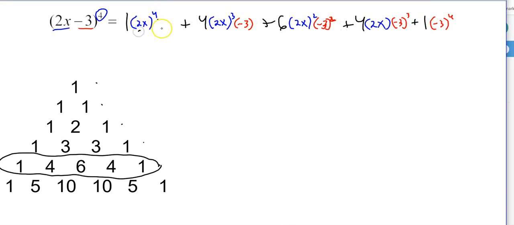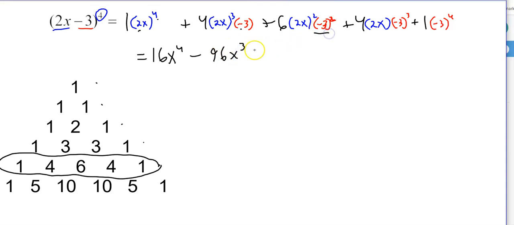So this is 2 to the fourth, which is 16. So this first term is 16x to the fourth. That's not too bad. It's definitely going to be negative because of the negative right there. So I have 2 to the third, which is 8. 8 times 4 is 32. Times 3 is 96, I think. 96x to the third.